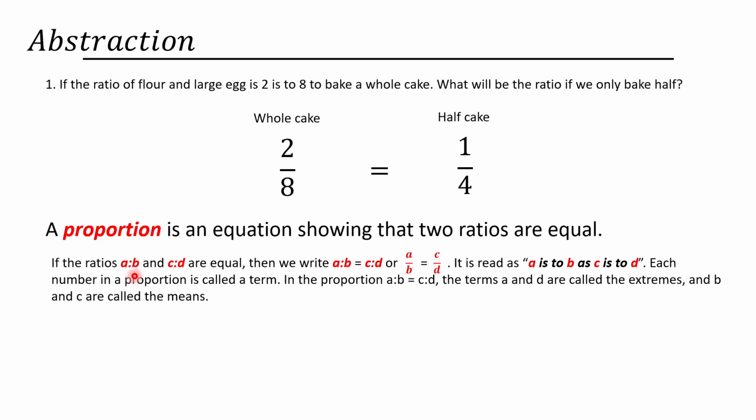And if the ratios A is to B and C is to D are equal, then we write A is to B is equal to C is to D, or in fraction form, or colon form, and it is read as A is to B as C is to D. Okay? Ganito yung pagkabasa. So, each number in the proportion is called a term. In the proportion A is to B is equal to C is to D, the terms A and D are extremes and B and C are called means. Meaning, sa proportion natin na A is to B is equal to C is to D, yung A at D, tawag sa kanila extremes.